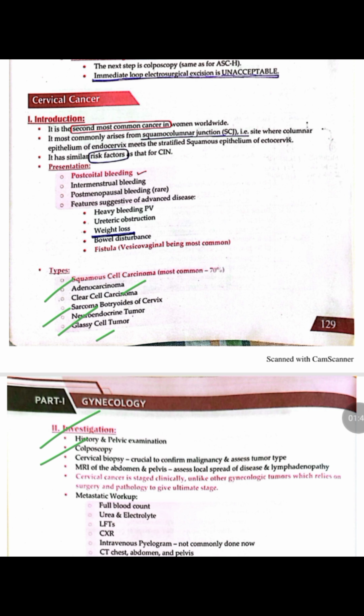Next is the investigation done in case of cervical cancer. So initially we do the colposcopy, which is the detailed examination of the cervix, and it has both diagnostic and therapeutic value. Second is the cervical biopsy. Cervical biopsy is important, and it is done to confirm the malignancy and also to identify the type of the tumor. Similarly, we also do MRI of the abdomen and pelvis, and the MRI is done to assess the local spread of the disease and also to identify whether there is lymph node involvement or not, and the cervical cancer is staged clinically.